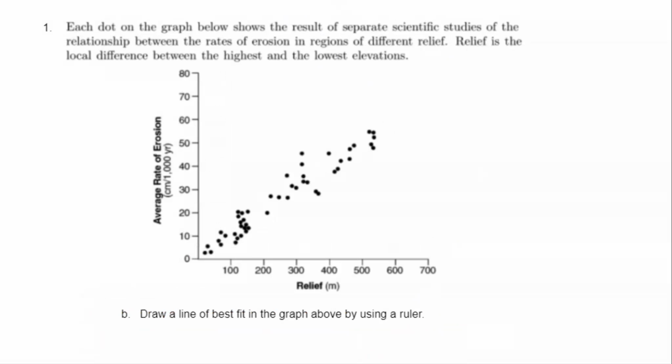So 1B says, draw a line of best fit in the graph above by using a ruler. I see that this is a scatter plot. It's not very clear what the relationship is between the average rate of erosion and relief. So I'm going to draw a line that best fits all the data points as close as I can. It should be a line somewhere in between all the dots. So something like this. And this would be my line of best fit. Now it gives me an idea of what type of relationship I'm looking at.